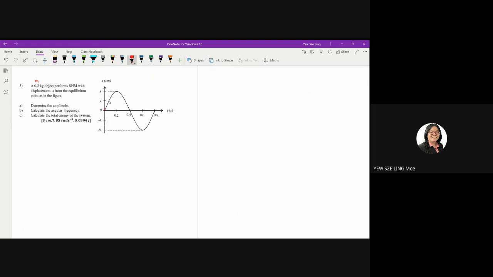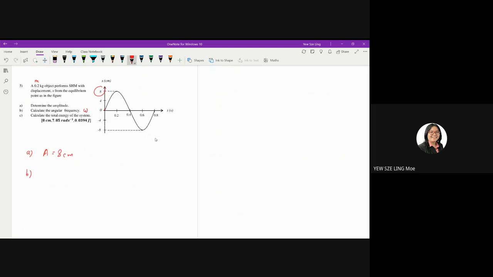So very simple, straight away from the graph. Question A, amplitude, maximum value, which is 8. Okay, 8 in terms of cm. So A equals 8 cm. Question B. Calculate the angular frequency. So angular frequency is omega.